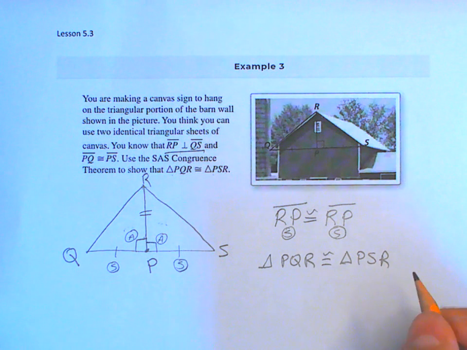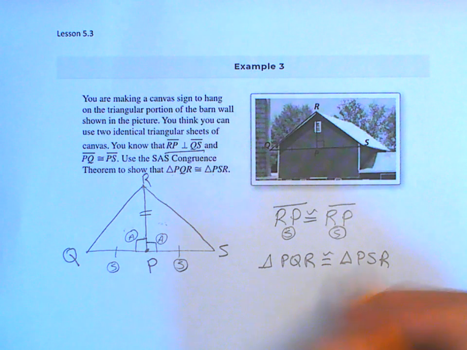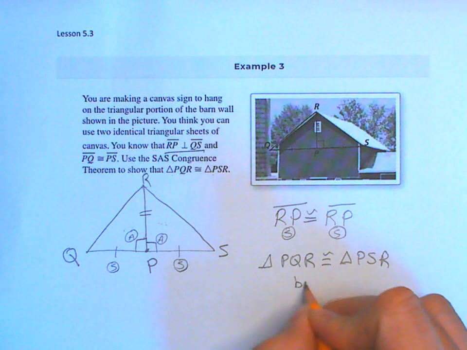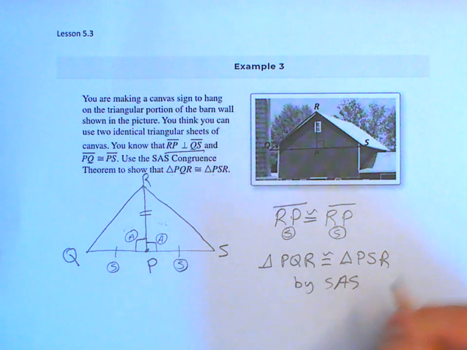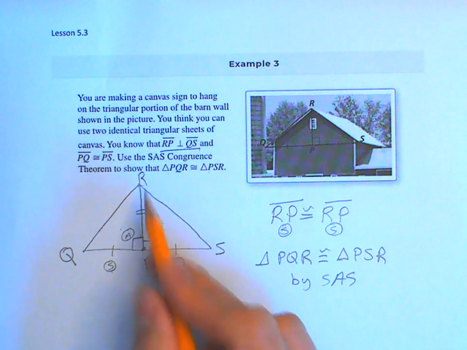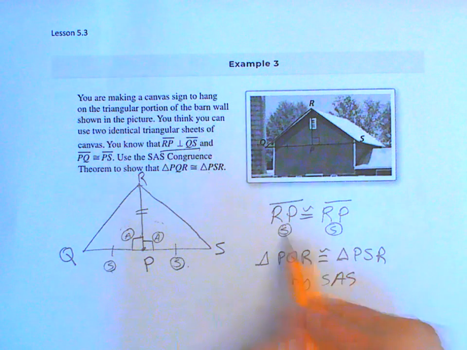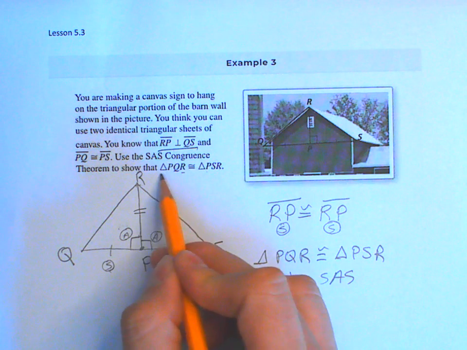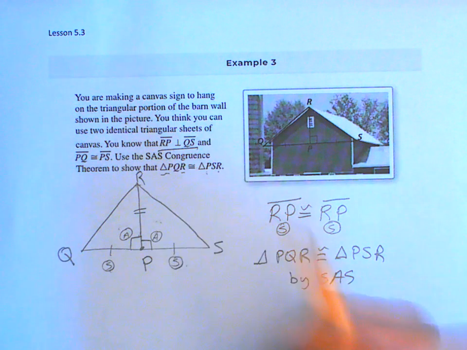All right, so these triangles are congruent by side angle side. So these were given, okay, and this one was deduced. Now, why didn't I switch them? Because look, RP, RP. And that is example number 3.